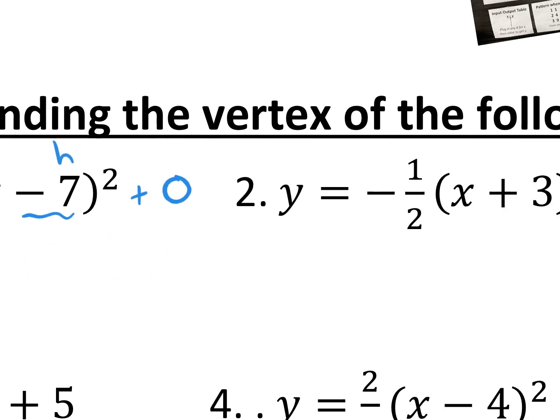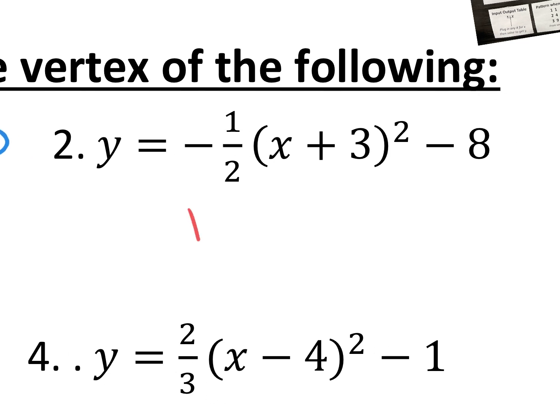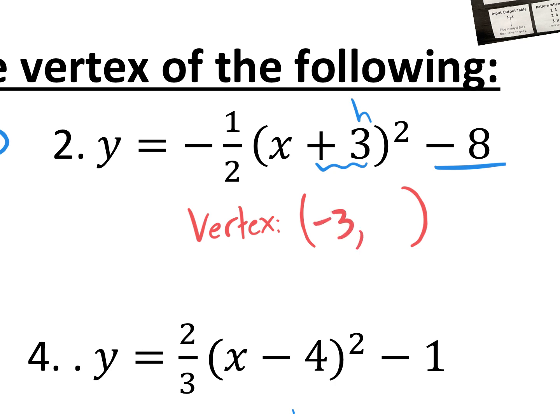How about right here? What is the vertex right here? Everybody write down vertex. Write down the coordinate and tell me what that coordinate is. For number 2, what's the vertex? What are the h and k values? Think opposite on h and take k for what it is. Jorge, your vertex is the opposite of 3, which is -3, and you take k for what it is, which is -8. That's your vertex, (-3, -8).